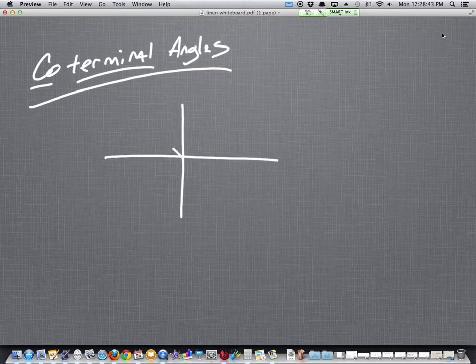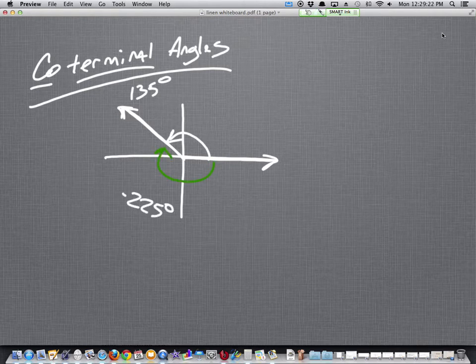So let's say I have the angle 135 degrees. So I have my initial side over here. I've got my terminal side right there, and I have the rotation that gives me 135 degrees. Somebody come up with and tell me what's an angle that's coterminal to 135 degrees. David? Negative 225. All right, I'll go with that. So he gave me a negative angle. So he went this direction, and he told me that that angle is negative 225. I'll go with that.